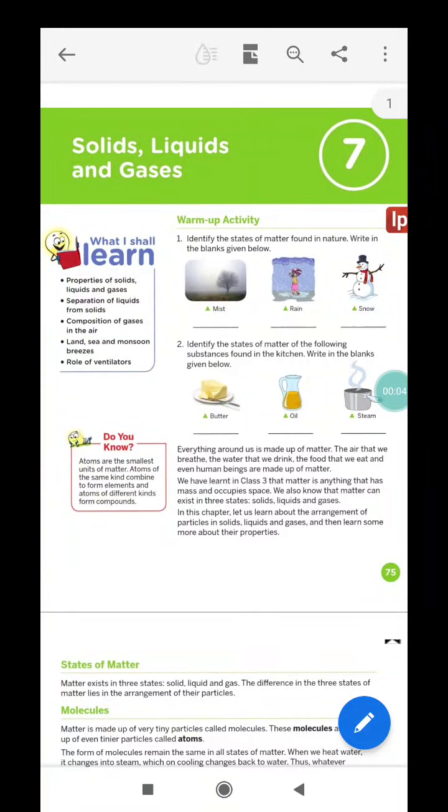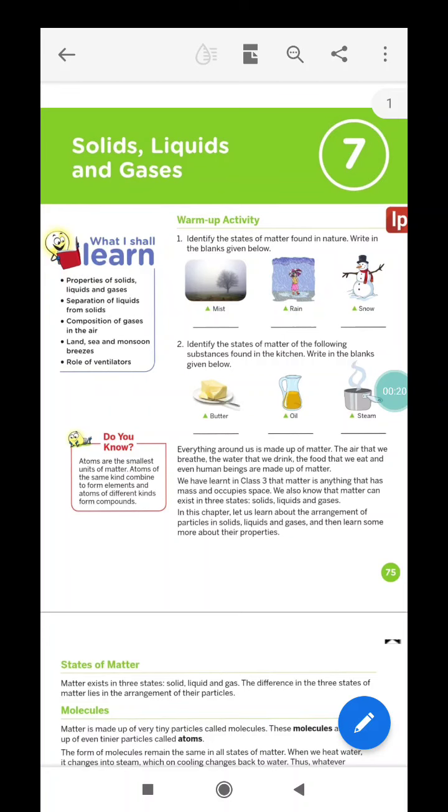Today we are going to start chapter number 7, Solids, Liquids and Gases. So here one warm-up activity is given. Identify the states of matter found in nature.